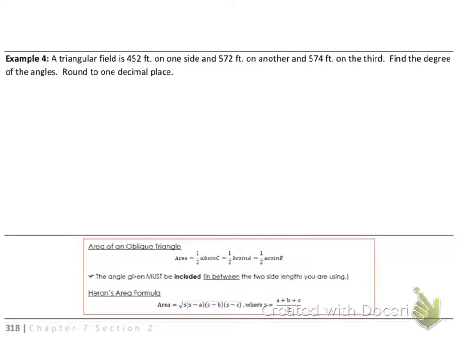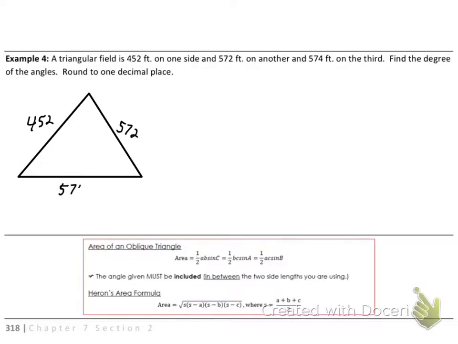So we are given a triangular field that is 452 feet on one side, 572 feet on another side, and 574 feet on the third side. It doesn't matter how you draw it. I'm just going to draw it exactly the same as my notes so that everything stays the same. I called the one on the left-hand side 452, the one on the right 572, and the bottom one 574.